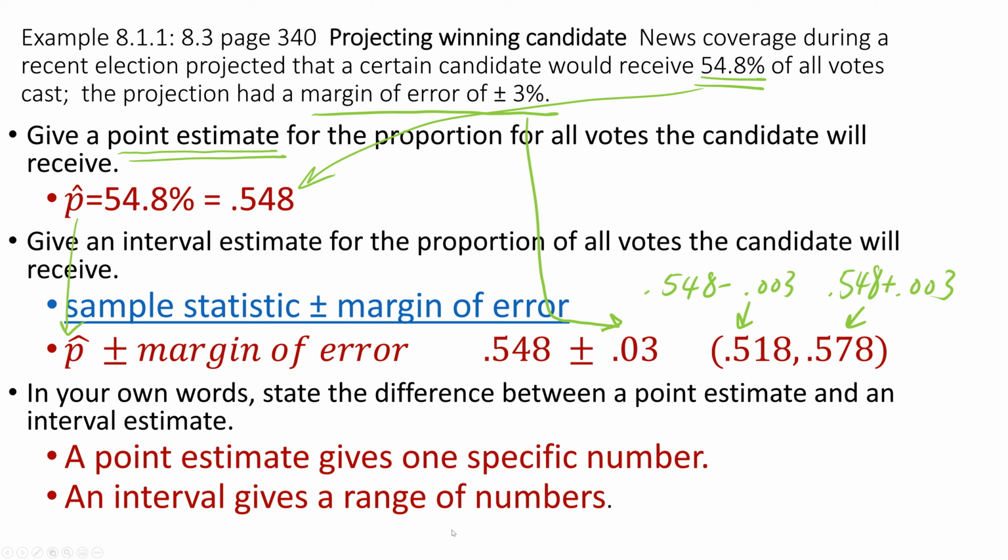So what's the difference between the point estimate and interval estimate? A point estimate gives us one specific number, like here, we only have one number. However, an interval will give us a range of numbers. As we can see here, we have a lower bound and upper bound.